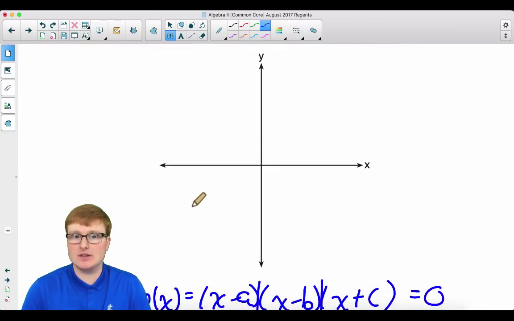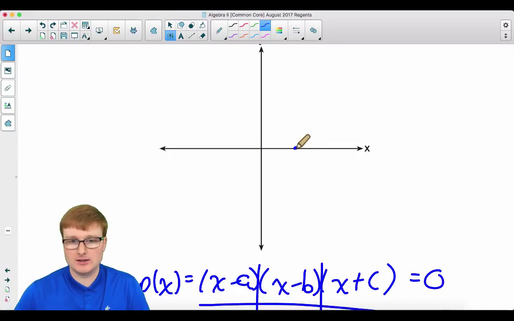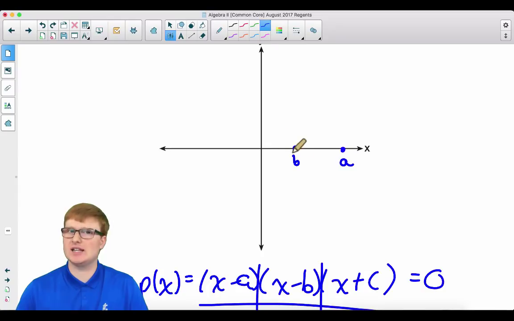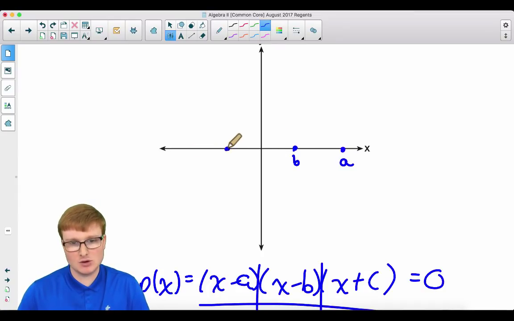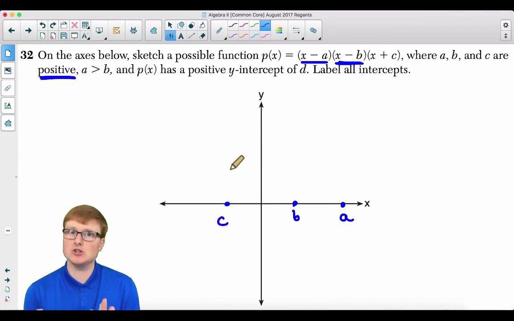Now, a is greater than b. So therefore, b could be over here and a has to be greater than b. So that's important information too. And c is somewhere over here, it's negative. So far, so good. I hope that we're not confused yet. Then it says a positive y-intercept of d.